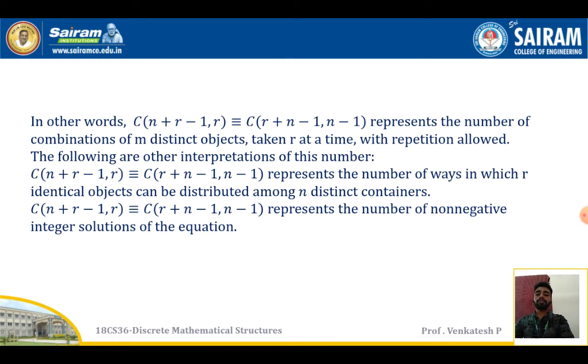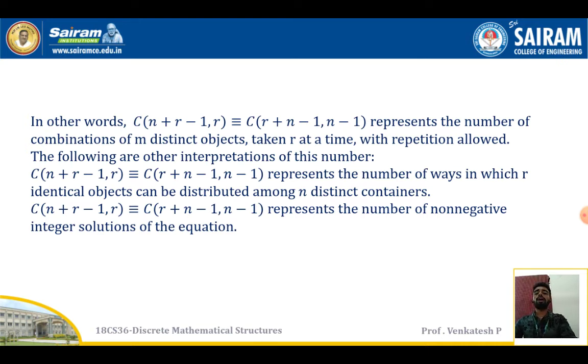So in other words, the combination of n plus r minus 1 comma r will be equivalent to combination of r plus n minus 1 comma n minus 1, which represents the number of combinations of n distinct objects taken r at a time with repetition allowed.